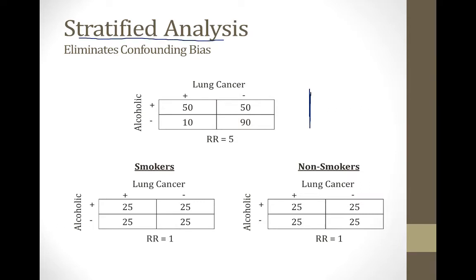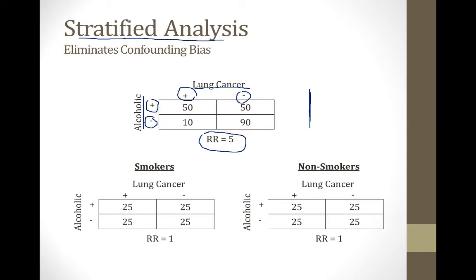So let's look at this 2x2 table up here at the top in the middle for a study of alcoholism and lung cancer. So I've written lung cancer along the top, and these are patients who are positive for lung cancer and patients who are negative. And I've written alcoholism along the side. So the top row are patients who are positive for alcoholism, and the bottom row is patients who are negative. And I've split the patients up such that we get a relative risk for alcoholism and lung cancer of 5. So this would suggest that you are 5 times more likely to get lung cancer if you are an alcoholic compared to if you are not an alcoholic.